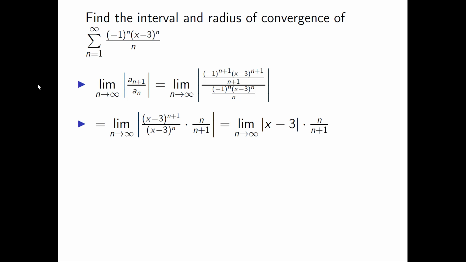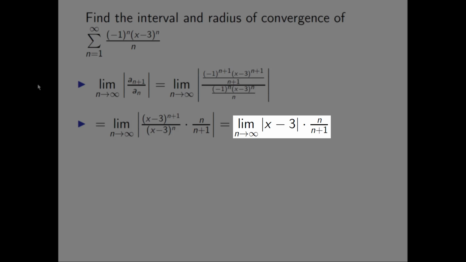We can throw away the minus 1s because we're in the absolute values. And then here we can simplify. If we've got the x minus 3 to the n plus 1 and x minus 3 to the n, most of those cancel out, some of the n's. So we're just left with x minus 3. We can take the n over n plus 1 outside the absolute value signs, and we're just left with this.